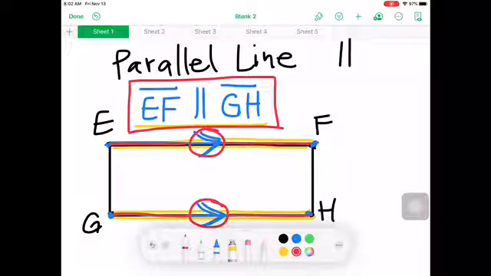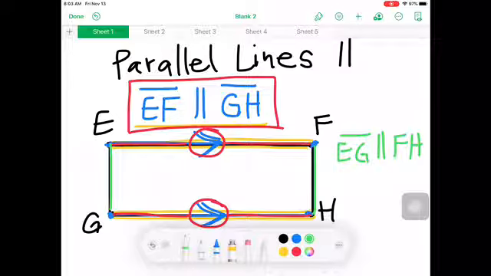One last point of note, I do want to point out that in this rectangle EFGH, there are two sets of parallel lines. Two sets. We have been talking primarily about EF being parallel to GH, but if you notice, and I'll use green for this, EG is also parallel to FH. We would use the same naming techniques. We would say EG is parallel to FH.